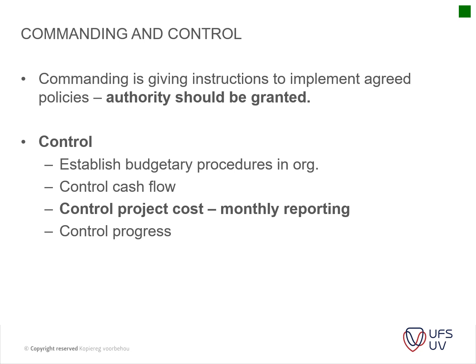Commanding and control. Commanding is giving instructions to implement agreed policies. Authority should be granted. This is very important. Whenever you appoint someone and he doesn't have authority to do anything, his hands are basically tied behind his back. Control: control project costs, monthly reporting. Again, looking at the aspect of the project and not the company.